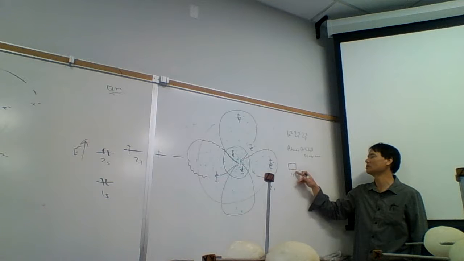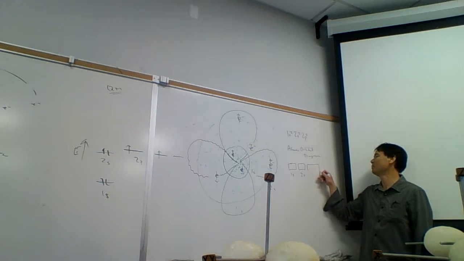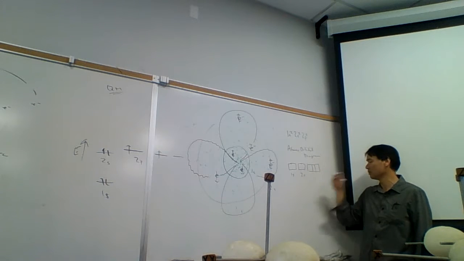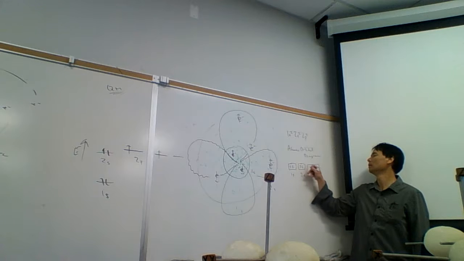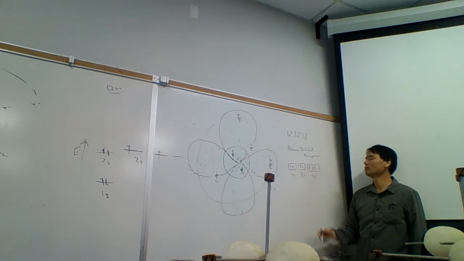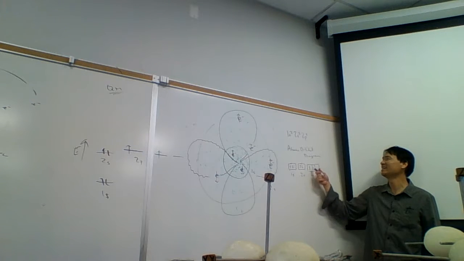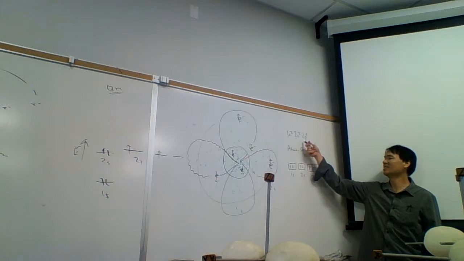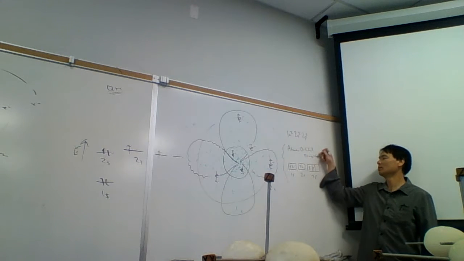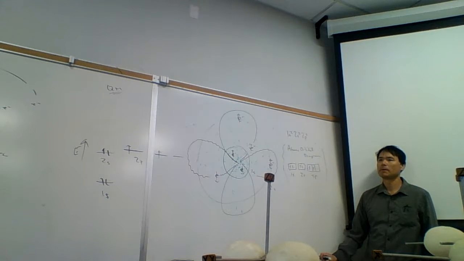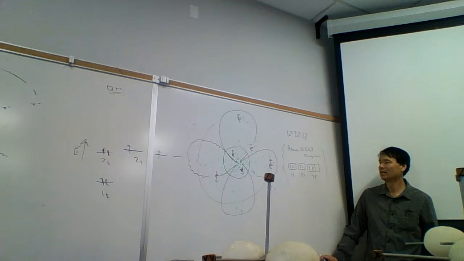So we draw a box for 1s, another box for 2s, and then three boxes joined together for the 2p. And then we fill these in. In an atomic orbital diagram, we can see we have two unpaired electrons here, which we don't really see based on the electron configuration. So this is kind of a compromise, a hybrid between the energy level diagram and the electron configuration.